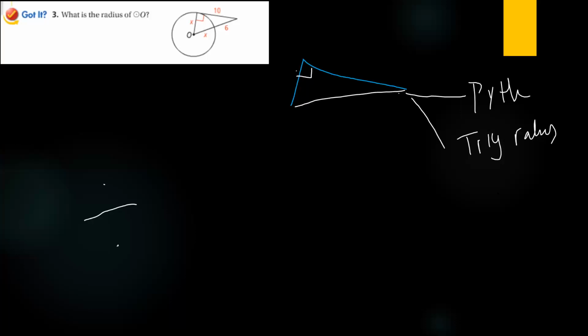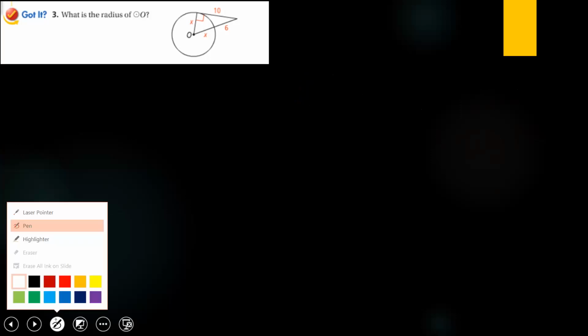So if I'm talking about a right triangle, I can use the Pythagorean or trigonometric ratios. If it is not a right triangle, I cannot use either of them. So let's come back here. We have a right triangle. Here we have 10, here we have 6 and x, and here we have x. I need to find the radius, x. What is the length of the hypotenuse here?